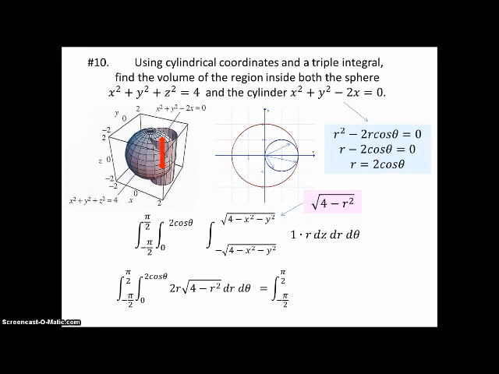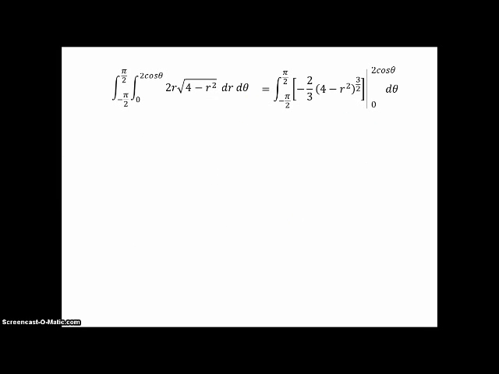I did. And so we get negative 1/3 the quantity 4 minus r squared to the 3/2, and that's evaluated from 0 to 2 cosine theta. Now I've run out of room on this slide, so I'm going to recopy this last step on the next slide. And so substituting 2 cosine theta and 0, we get this expression for the integrand.